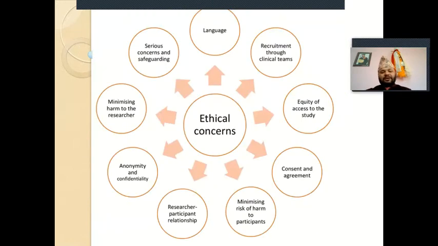And then what are the ethical concerns? Still, we have multiple things you can just go through if you want to. The language, serious concerns and safeguarding, minimizing harm to the researcher, then anonymity and confidentiality. Anonymity means keeping the information anonymous, right? Not disclosing the identity. That is anonymity. Okay. So consent and agreements, these are the things, right? So these are the ethical concerns that we need to understand before we go for the research, right?